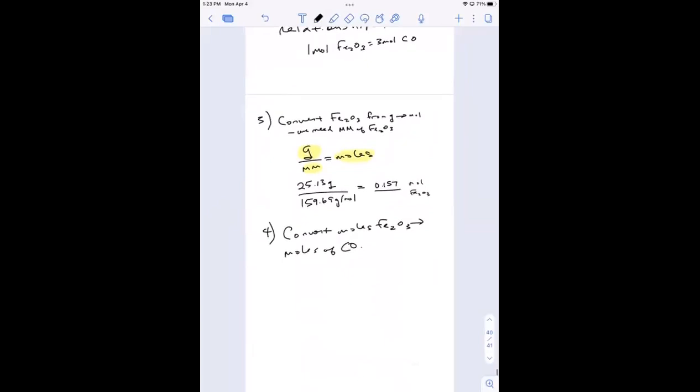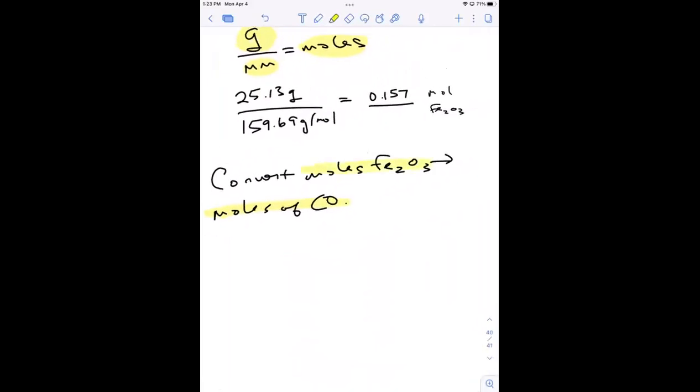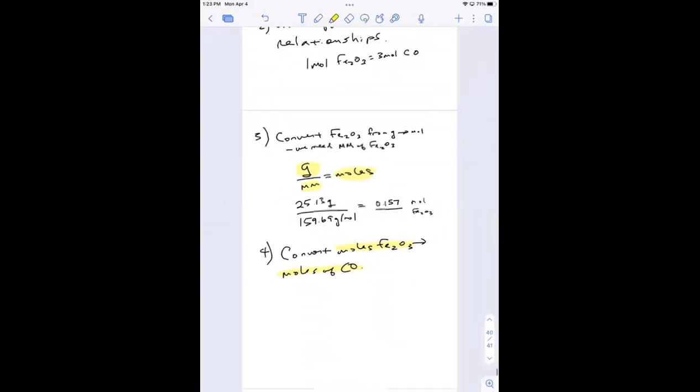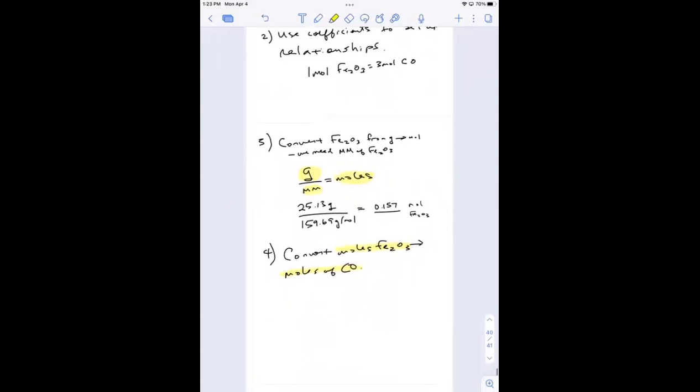So what do I want to keep? I want this, right? I want to get rid of this. How am I going to set up that ratio? That 1:3 ratio that we just said that we could derive from that equation. What am I putting in the top, and what am I putting in the bottom? If I'm looking for CO and I have Fe2O3, what I'm looking for always goes in the top. What I'm trying to get rid of always goes in the bottom.